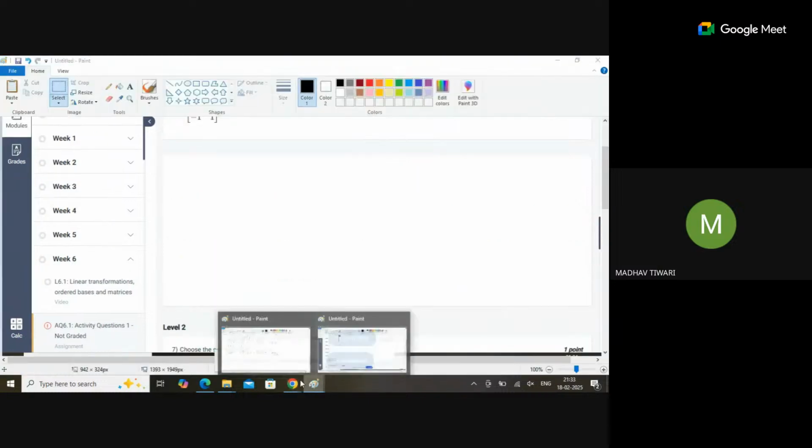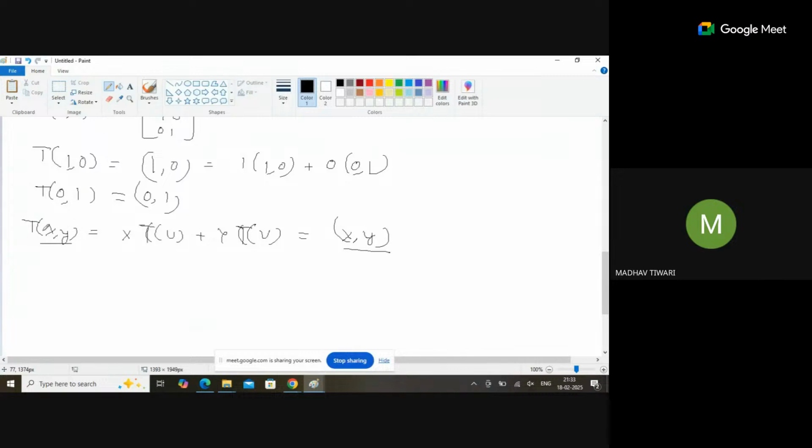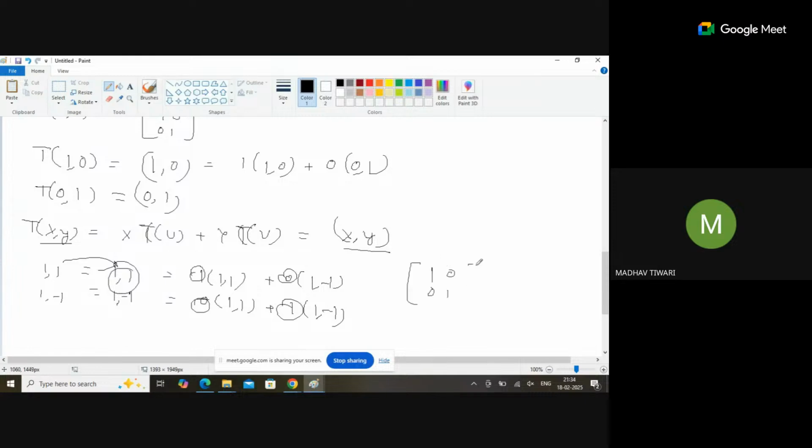Suppose I use another basis, 1 comma 1 and 1 comma minus 1. They will be transformed to 1 comma 1 and 1 comma minus 1. So it is nothing but 1 times 1 comma 1 plus 0 times 1 comma minus 1, and for the other, 0 times 1 comma 1 plus 1 times 1 comma minus 1. Because they are transformed to the exact same values that they were, the representation of the matrix will remain the same. It will be the identity for any basis you take.